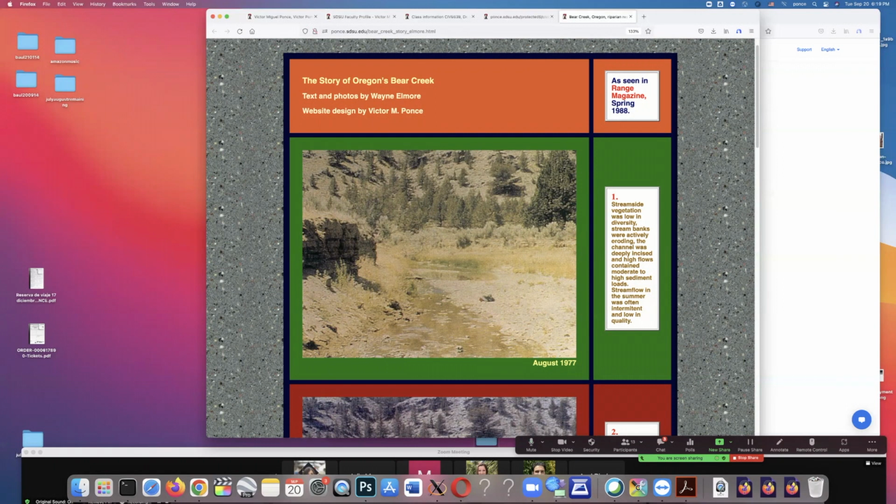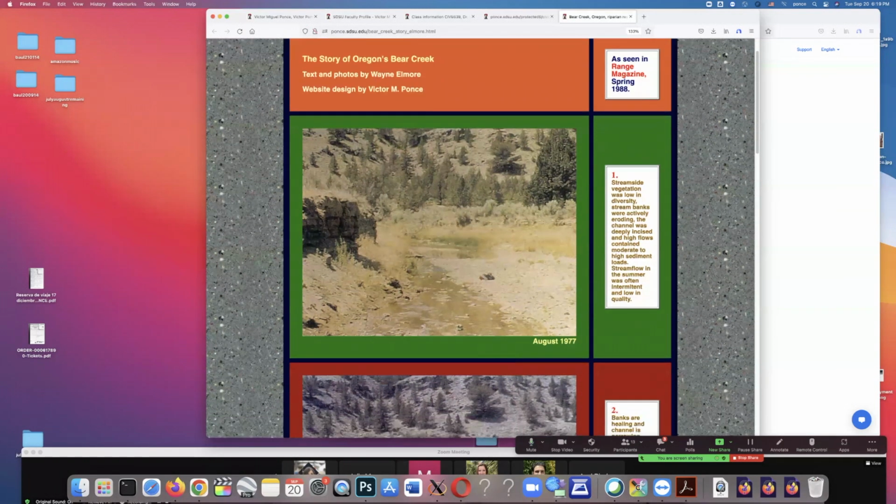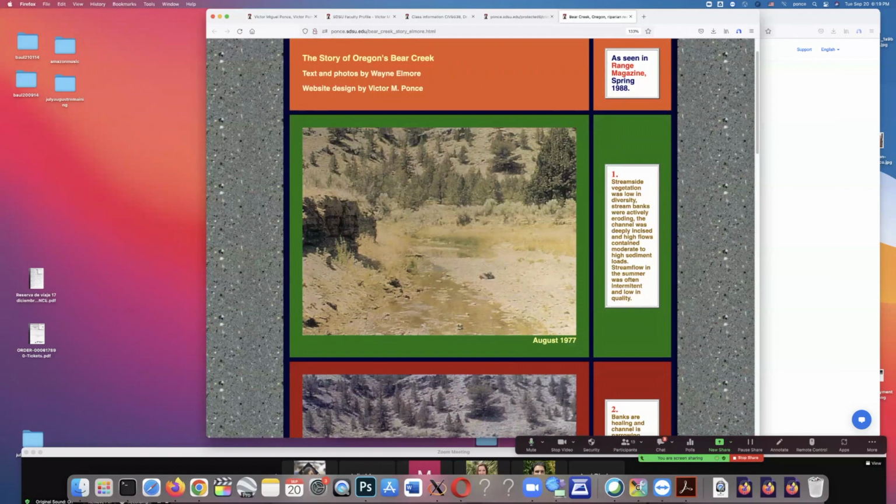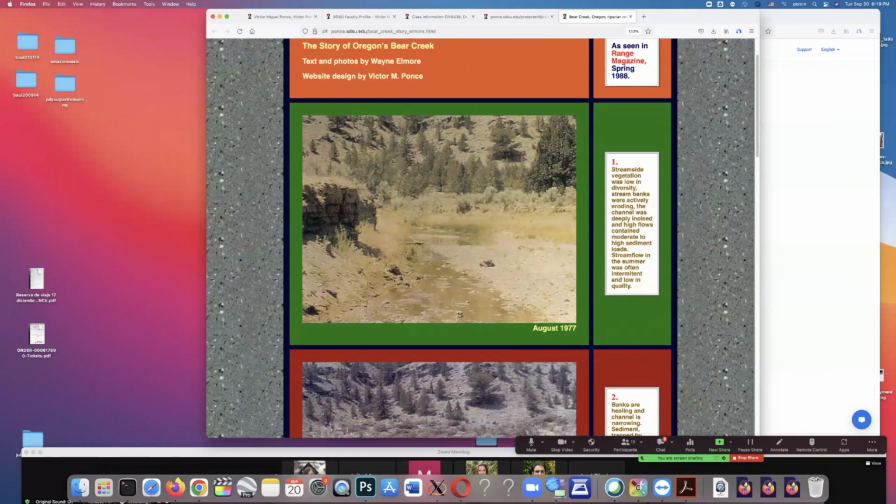Look at this. In 1977, the stream was bad. Stream vegetation low in diversity, stream banks actively eroding. The stream bank over here actively eroding. Vertical banks. Channel was deeply incised and high flows contained moderate to high sediment loads. In other words, the water was dirty. Stream flow in the summer was intermittent, meaning there was no base flow. Intermittent stream flow means there are times when there is no base flow.